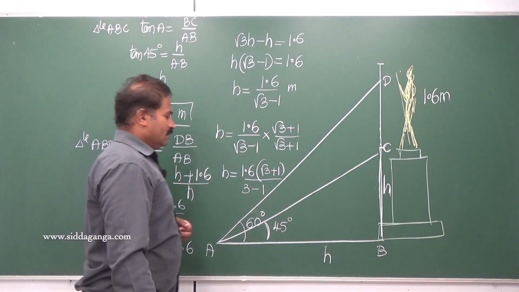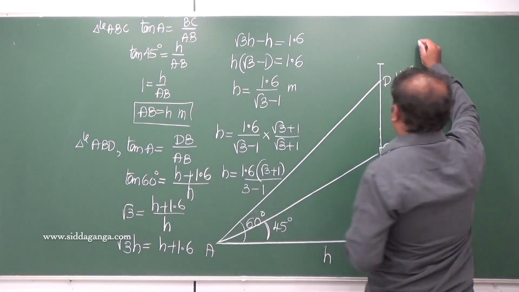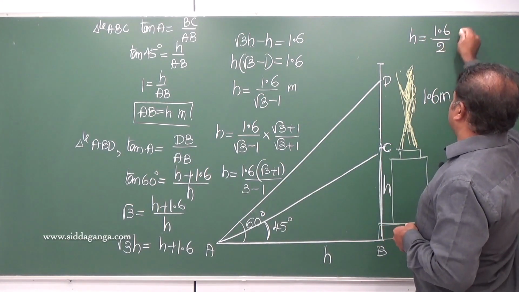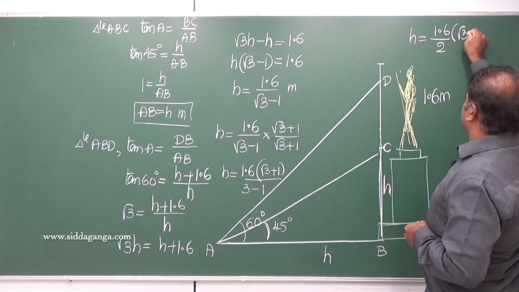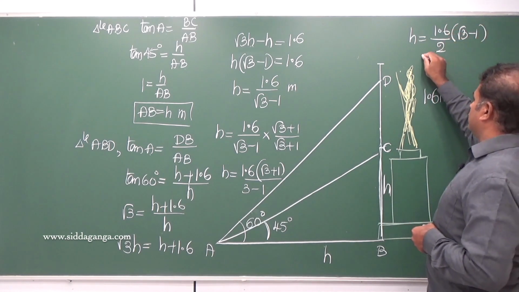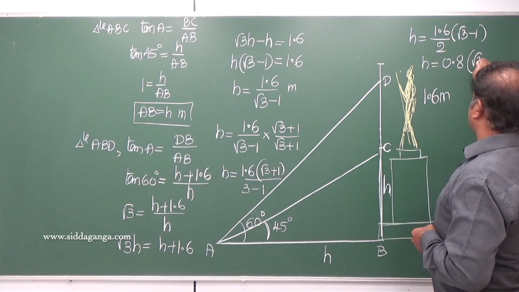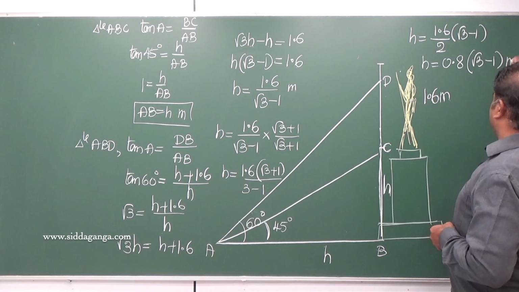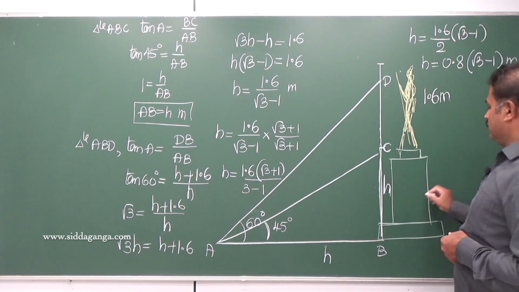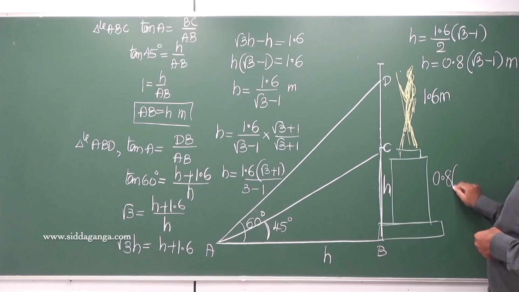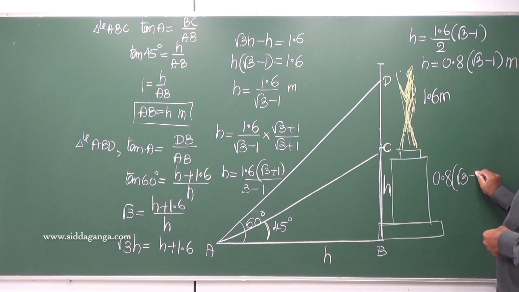So what is the value? So it is 1.6 divided by 2 into root 3 minus 1. When you divide 1.6 by 2, it gives you 0.8 into root 3 minus 1 meters. So this is the height of the pedestal. So pedestal height is equal to 0.8 into root 3 minus 1 meters.